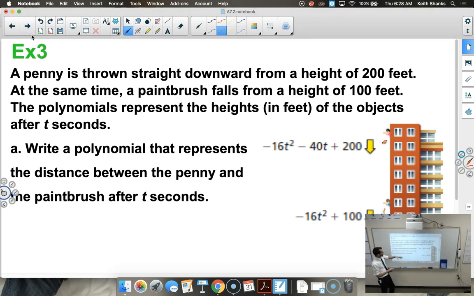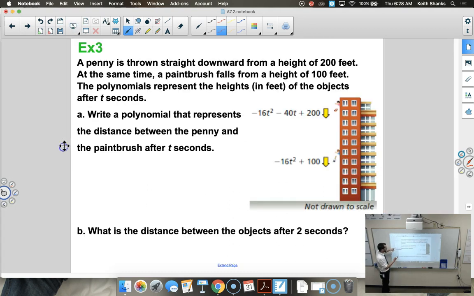This one, they're giving you a big problem, a big situation, and I want to make sure we don't get overwhelmed by it, right? Sometimes with word problems there's just too much. The picture is really helpful for us. A penny is thrown straight downward from a height of 200 feet. At the same time, a paintbrush falls from a height of 100 feet. And the polynomial represents the heights of the objects after t seconds. So it's telling you how far it is off the ground in t seconds.